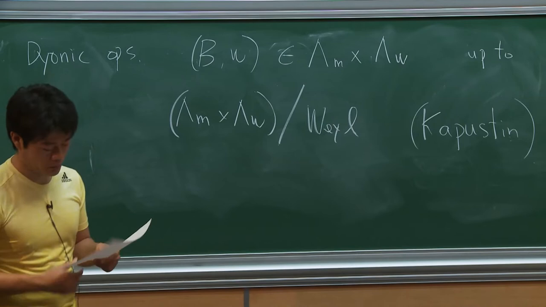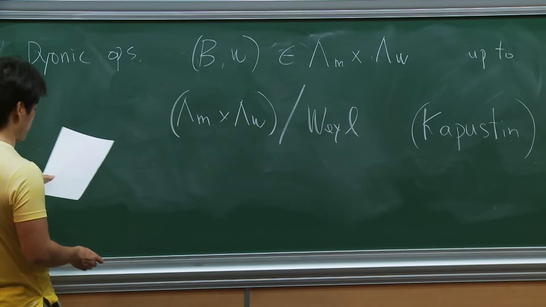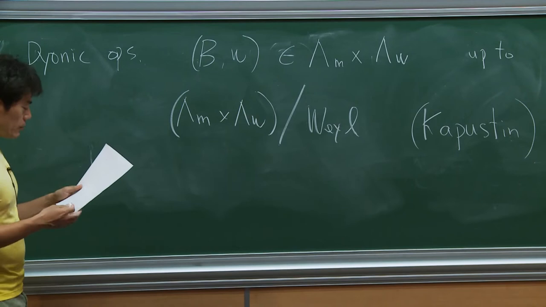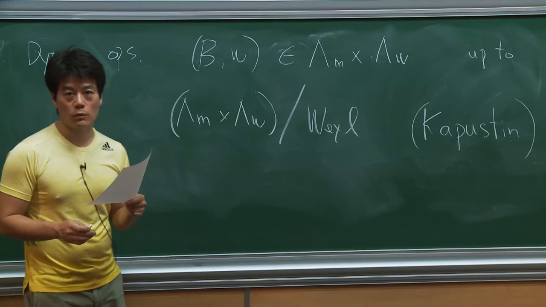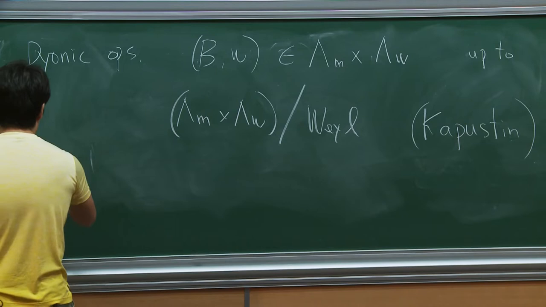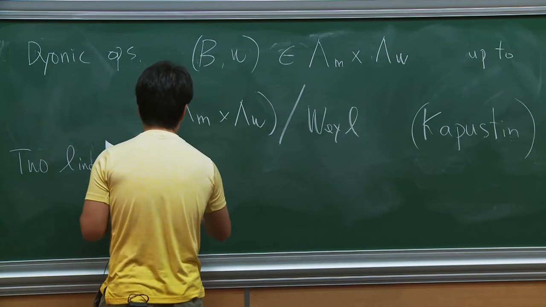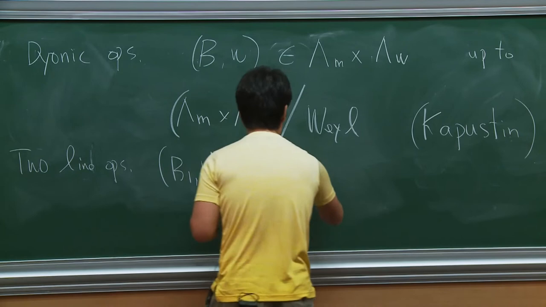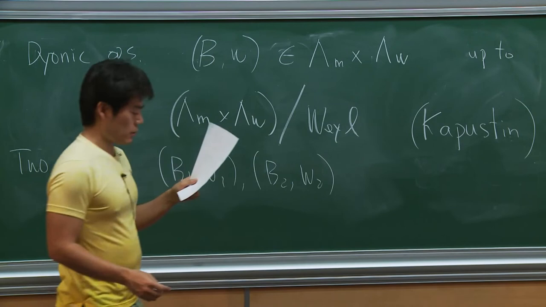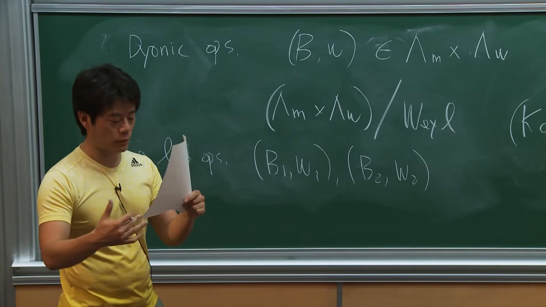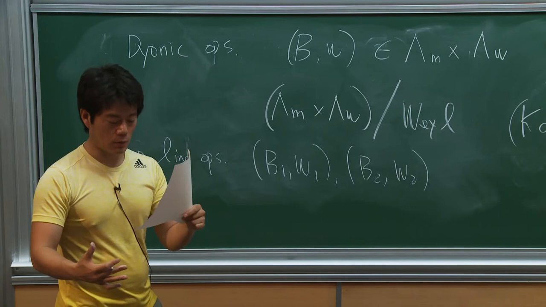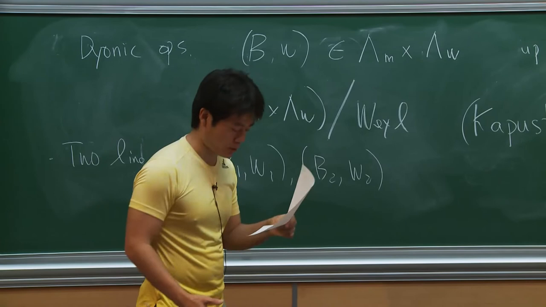But there's an interesting refinement of this classification, which reflects the global structure of the gauge theory. And in order to understand that, we need to consider what happens when you have more than one line operator. So consider two line operators specified by pairs of charges B1, W1, and B2, W2. And imagine that one operator moves around the other so that the surface swept by the moved line operator has a linking number 1 with the line operator that is sitting. I'm not sure if I'm explaining it very clearly, but basically this is something originally considered by Tachikawa.